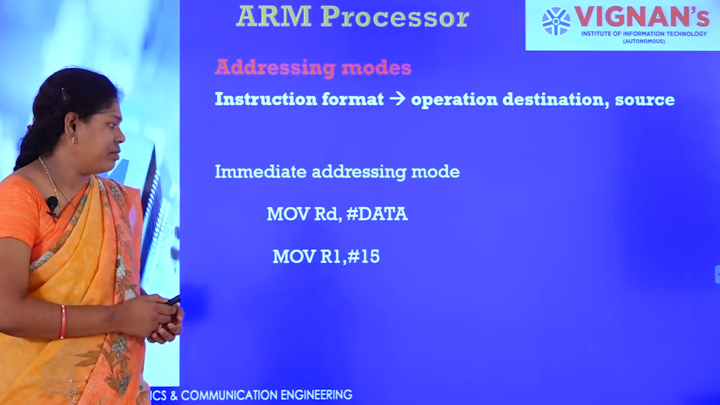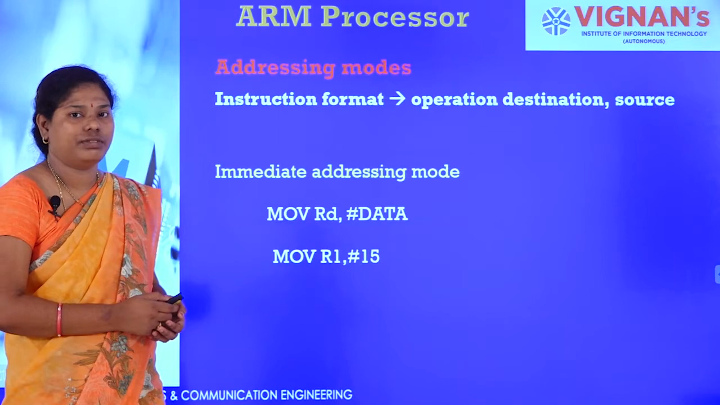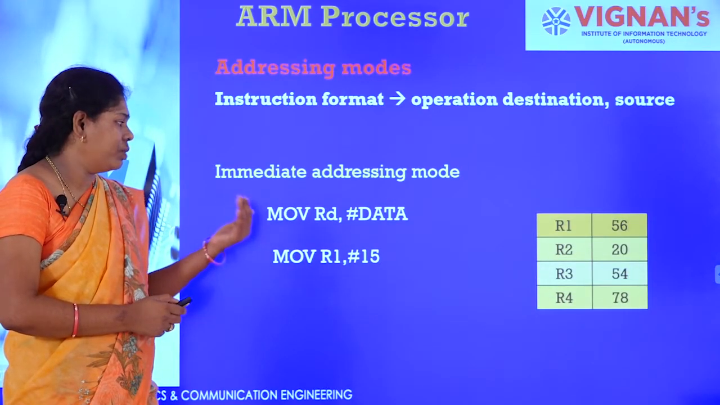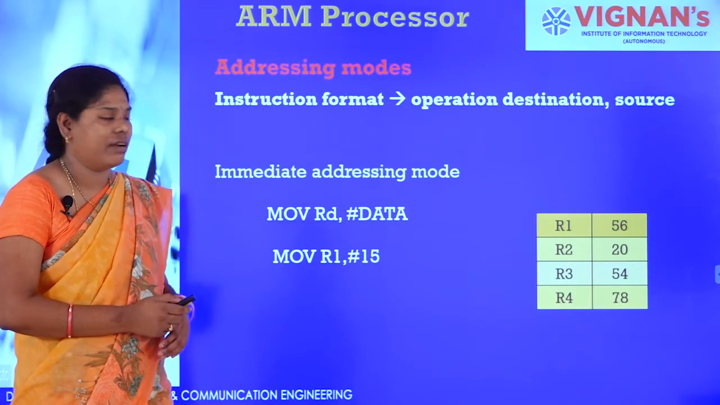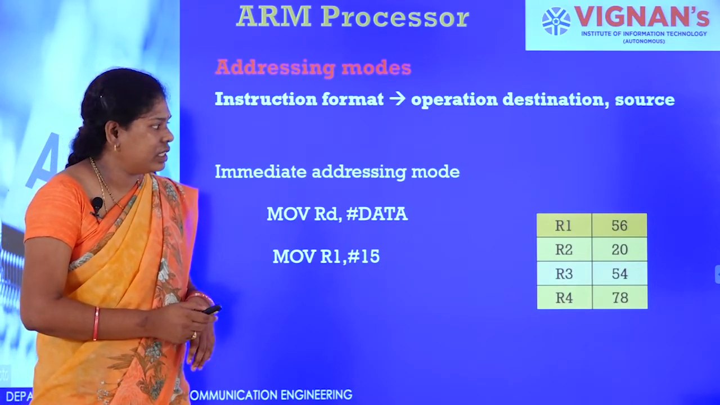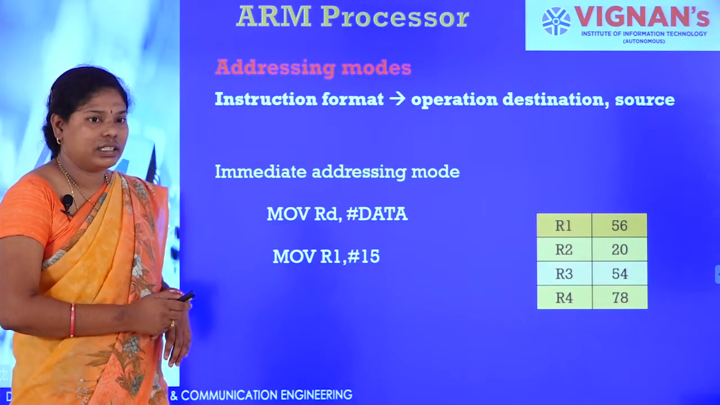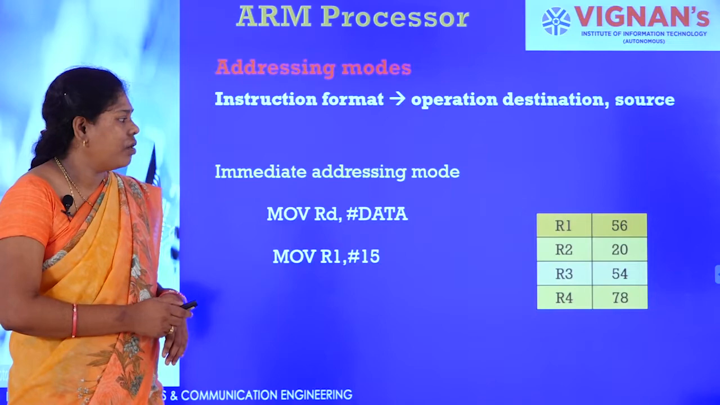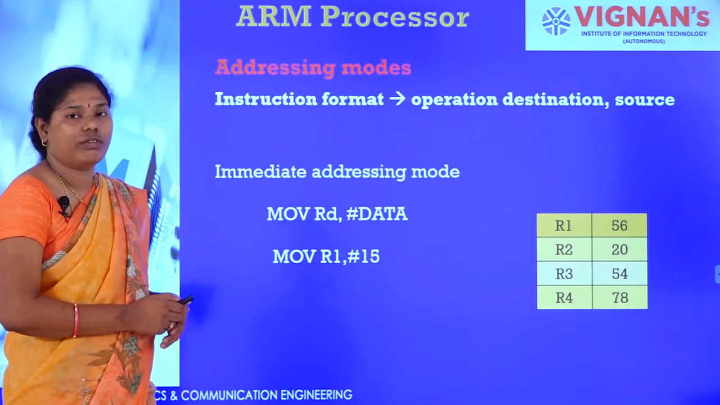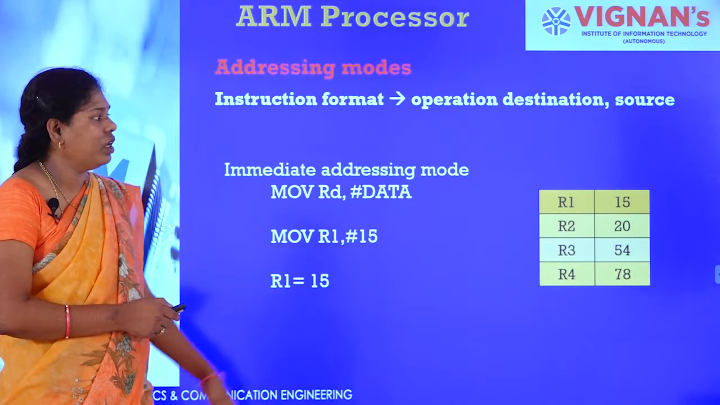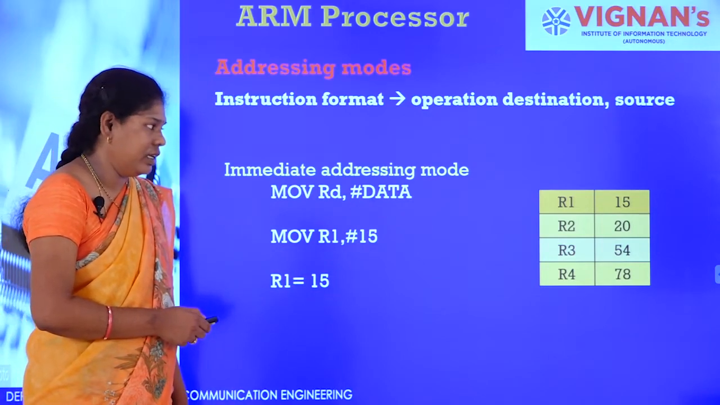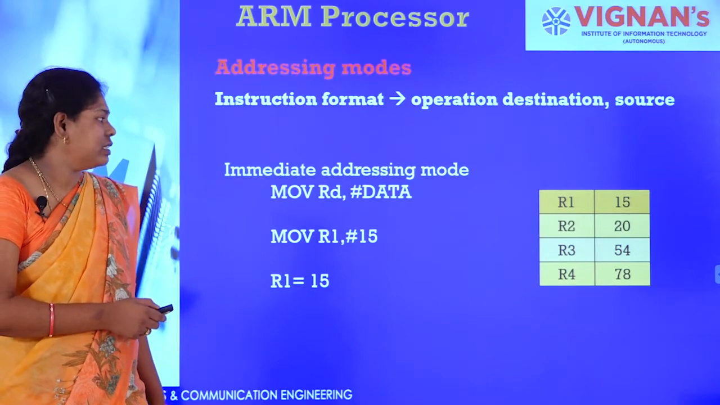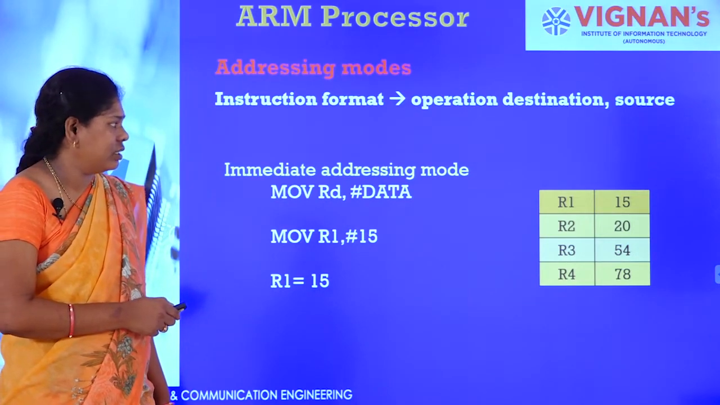Let us say the example MOV R1, #15. Here the data 15 will be copied to R1. Let us see register R1: now it is 56, as it is a register, it has some data. After executing this instruction, 15 will be copied into it. That is the immediate addressing mode, where the data itself is indicated by the instruction.